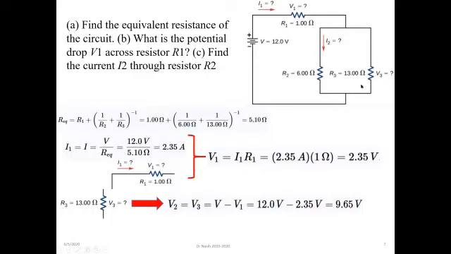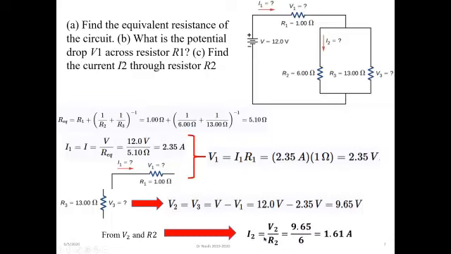So when we know the potential difference across this one, which is equal to the potential difference across the other one, and we know the resistance R2 is equal to 6, we can find the current passing through the R2 resistance, which is I2. As I said, from V2 and R2, we can easily find the current passing through the resistance of 6 ohm.